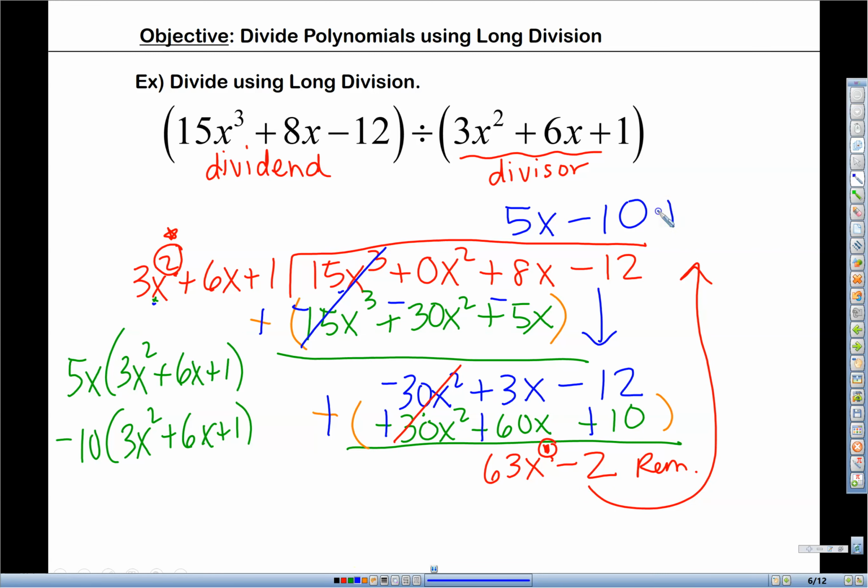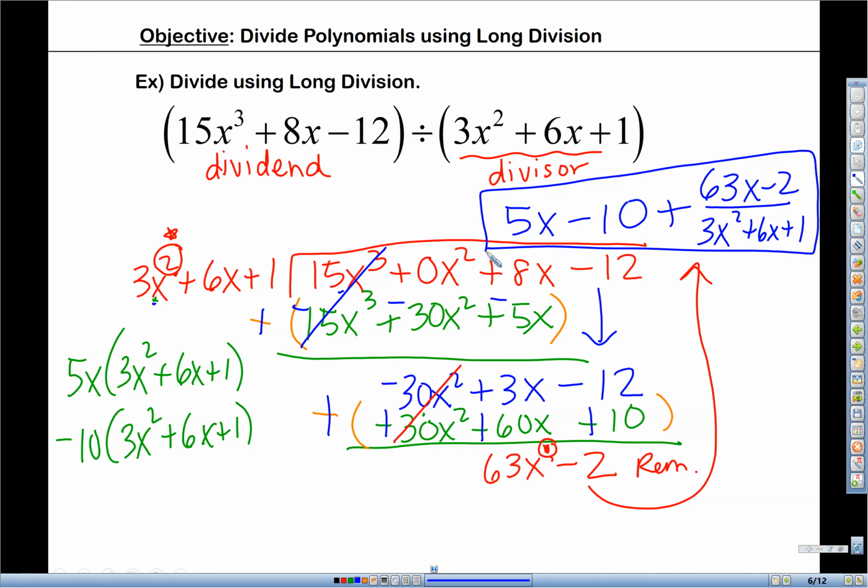So we write our plus, and then we write our fraction. So our remainder goes in the top, 63x minus 2. And it's over our divisor of 3x squared plus 6x plus 1, like so.